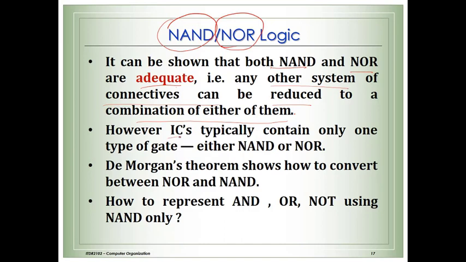However, integrated circuits typically contain only one type of gate. Either they will contain NAND gates or NOR gates, correct? So any circuit can be converted using either NAND gates or NOR gates. De Morgan's theorem shows how to convert between NOR and NAND. How to represent AND, OR, NOT using NAND only, we are going to see in the next slides.